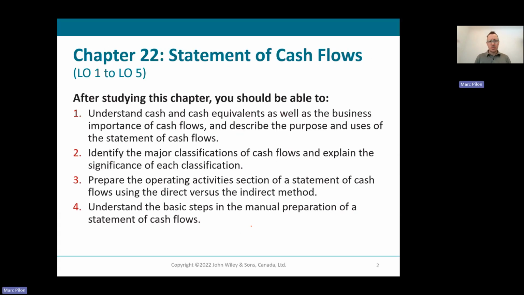So we'll get started. The main objective today is to understand the classification of the statement of cash flow.